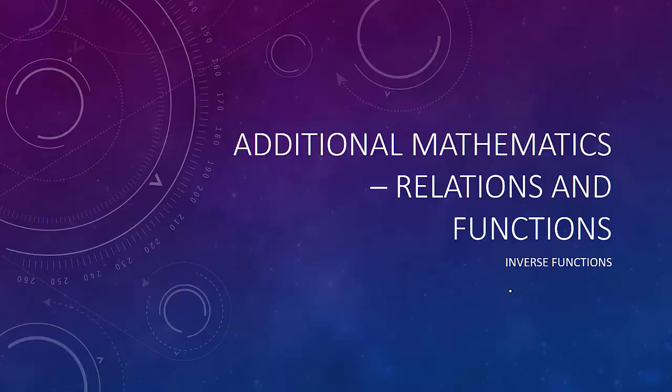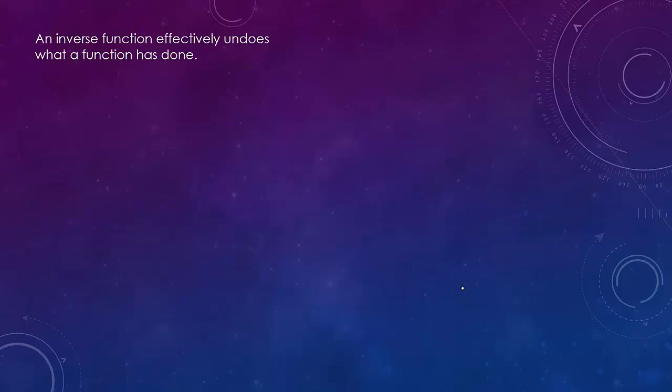Inverse functions. An inverse function effectively undoes what a function has done. So if we start with x and we substitute it into the function f of x, then the output is f of x. So f has taken x and done whatever this function does to it.